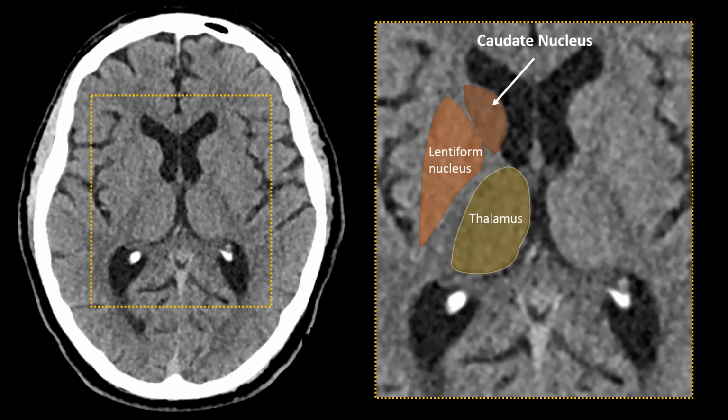The caudate nucleus and lentiform nucleus belong to the so-called basal ganglia, a group of deep gray matter structures which play, amongst others, a role in movement in the extrapyramidal system. So, if you have a lesion in the basal ganglia, this can lead to movement disorders.